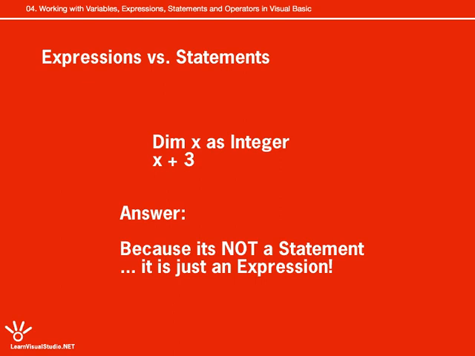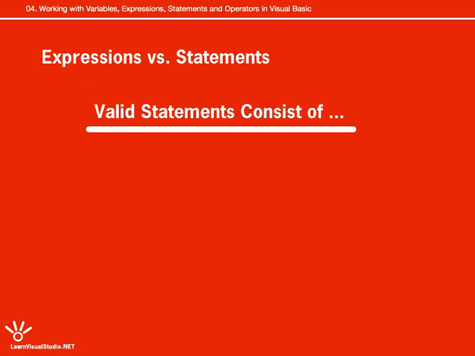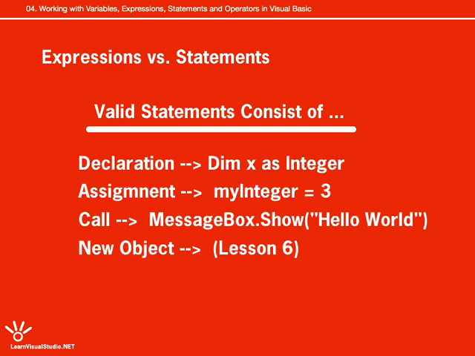And what is a valid statement? Well, there's several different classifications of valid statements. A valid statement can be a variable declaration. So, for example, dim x as integer. Or an assignment where you might have my integer equals 3 or my integer equals x plus 3. You can have a call, like a method call, and we've done this several times already. MessageBox.Show, that's the method we're going to call, passing in a literal string of hello world. Or a valid statement could be a new object declaration. We're going to talk about this one in lesson 6. So just hang on to that idea.